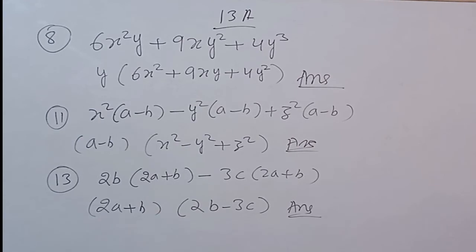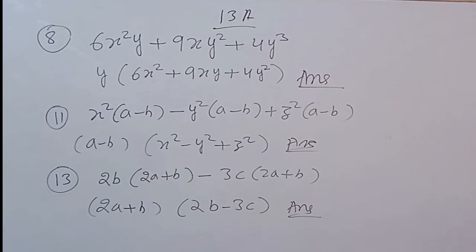Children, I am taking question number 8 of exercise 13a, in which given 6x square y plus 9x y square plus 4y cube. By inspection we can find easily that y is the maximum divisor, the greatest monomial that can divide each term completely. Taking y outside, we have inside the bracket 6x square plus 9xy plus 4y square. So that is the answer of question number 8.